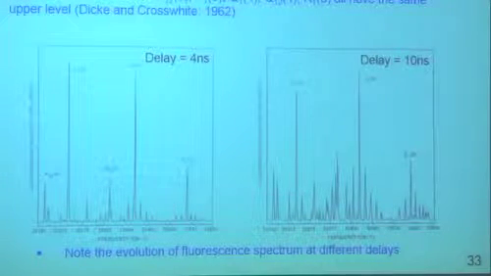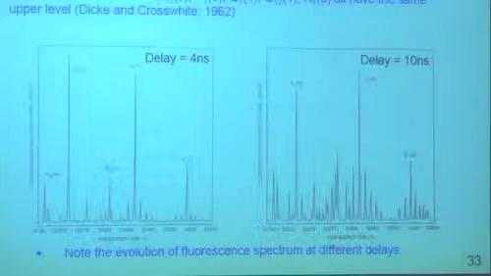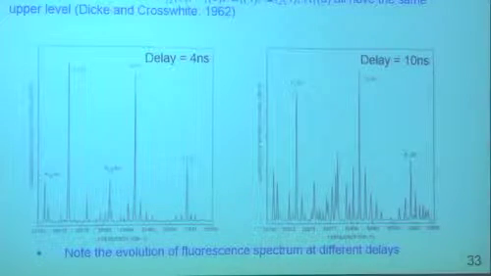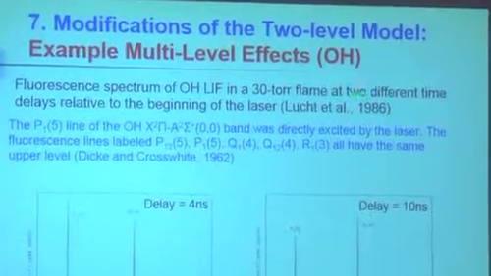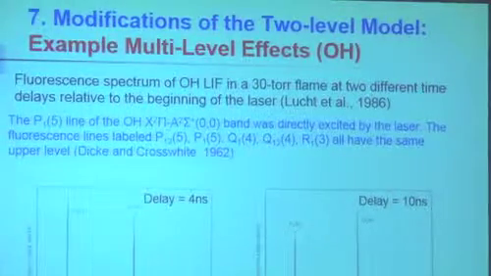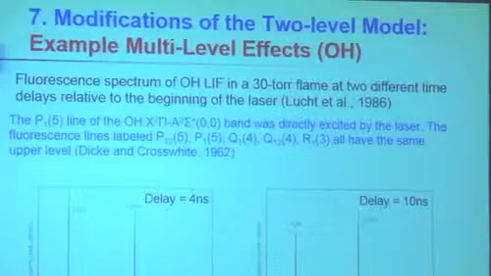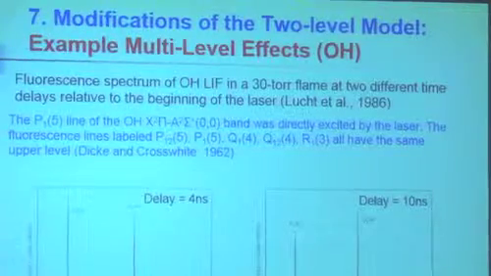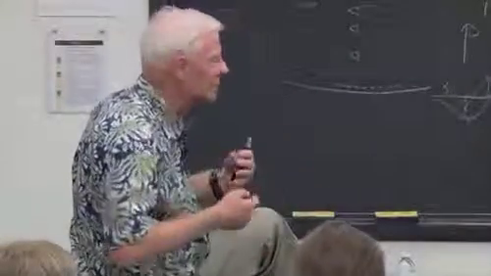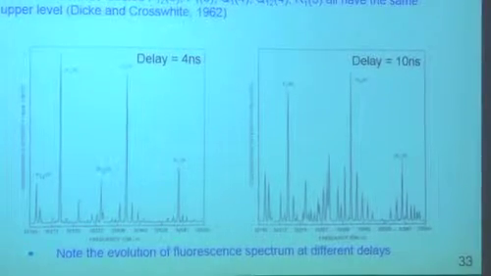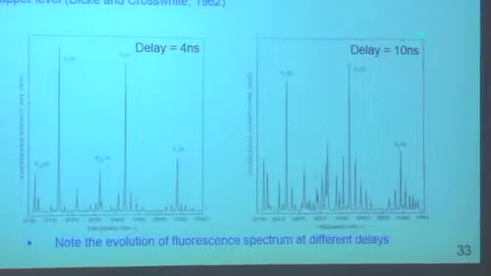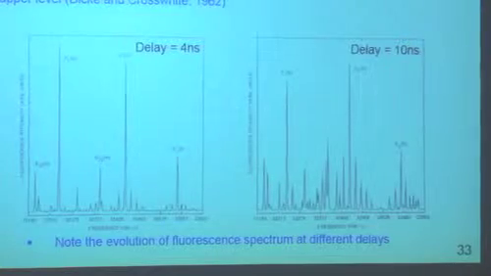This is an interesting plot. I think my friend Bob Luck did this. This is the plot of what you see from OH LIF in a 30 torr flame at 2 different times. I remember I said there's the fluorescence spectrum and there's the excitation spectrum. This is the fluorescence spectrum. You pump it one color and what comes out? What comes out if you wait 4 nanoseconds is this group of lines. This is frequency here. If you wait a little longer, the distribution changes.